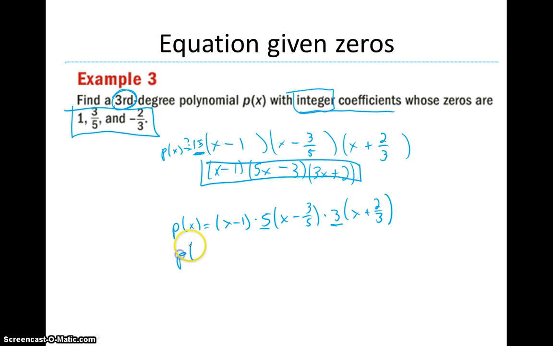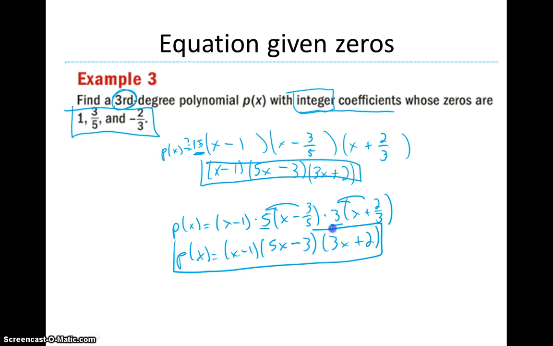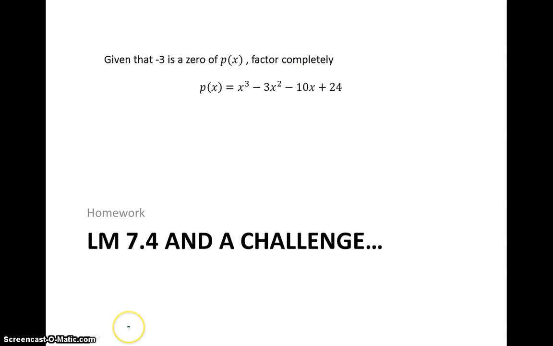So now I can distribute these in. So x minus 1 I leave alone. Here I have, oh, look at that, 5x. The 5's will cancel over there, so it'll be minus 3. And then it'll be 3x, distributing here as well. On the right side, the 3's cancel. It'll be plus 2. And there I have my polynomial. That'll serve you very well in the homework, which is right here.